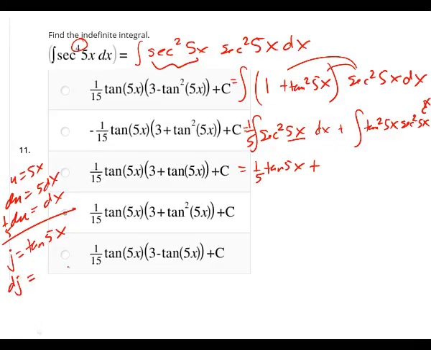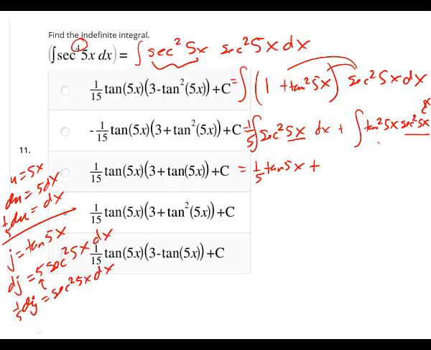So the derivative of that is what? Secant squared 5x, and then the chain rule gives us what? 5, and then a dx at the end. So I have the secant squared 5x, I've got the dx, I do not have the 5. So that would have to come to the other side. dj equals secant squared 5x dx.